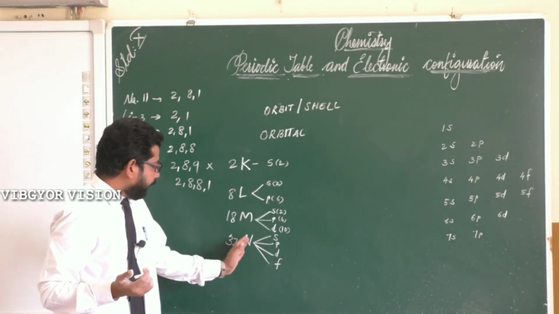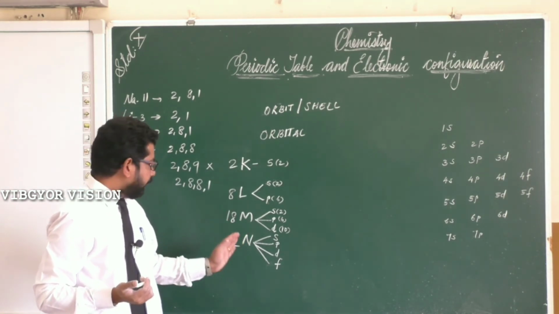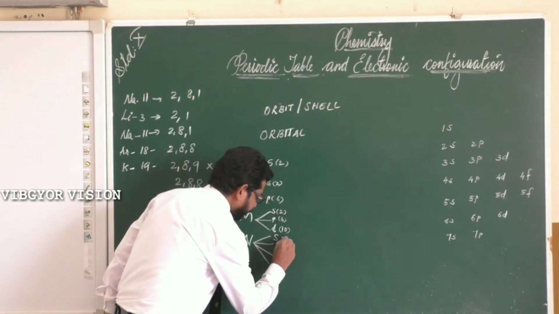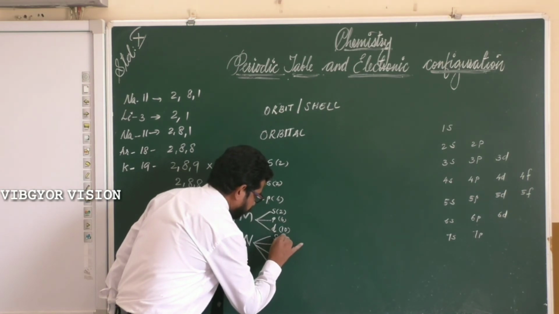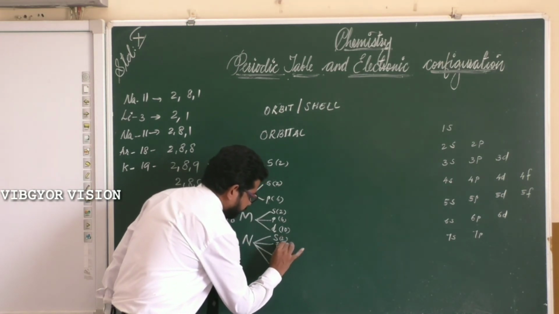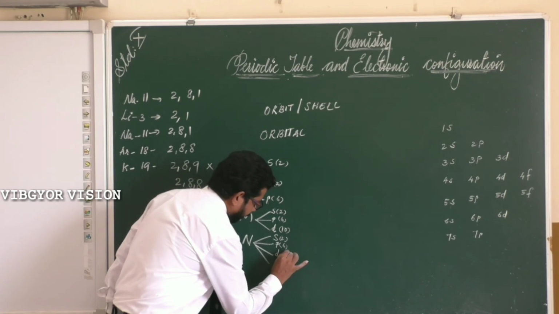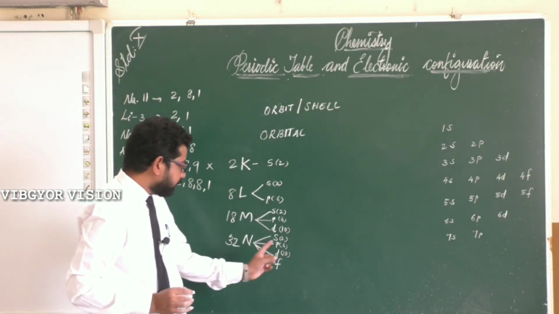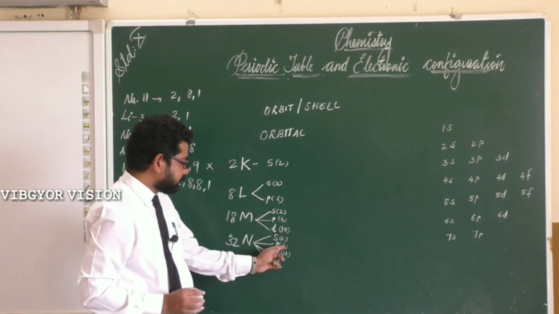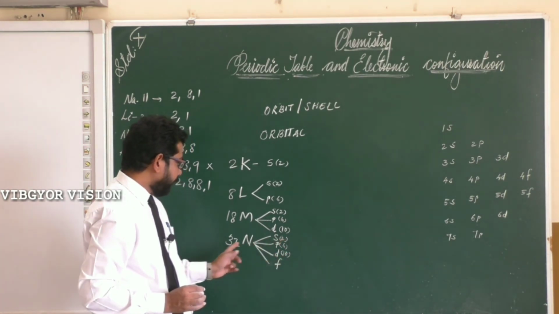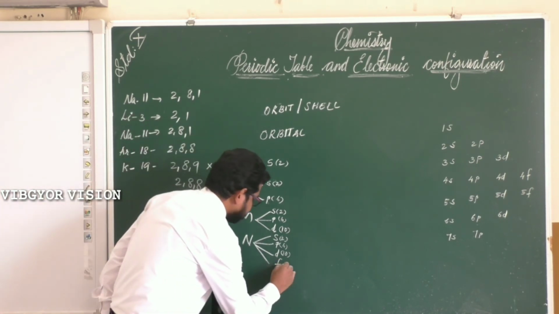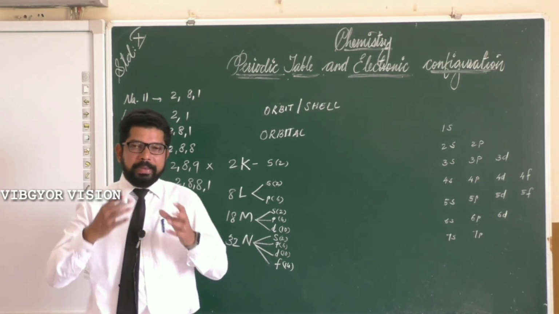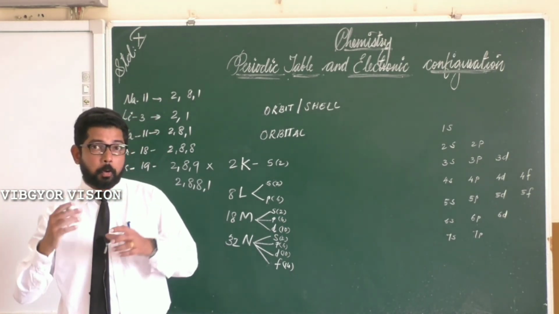Next, the N shell. N shell has 32 electrons, in s, p, d and f. s has 2, p has 6, d has 10. And how much will be in f? 10 plus 6 is 16, plus 2 is 18. 32 minus 18 is 14. So f will have 14.